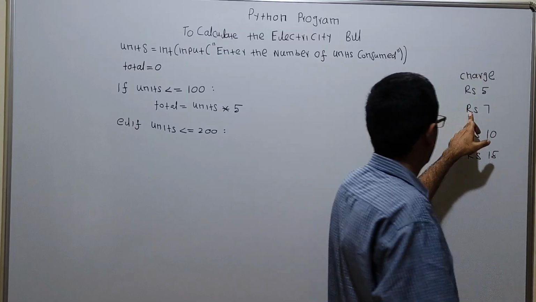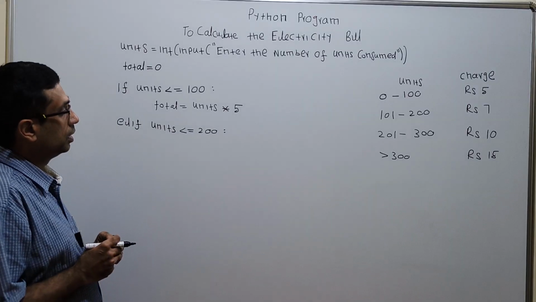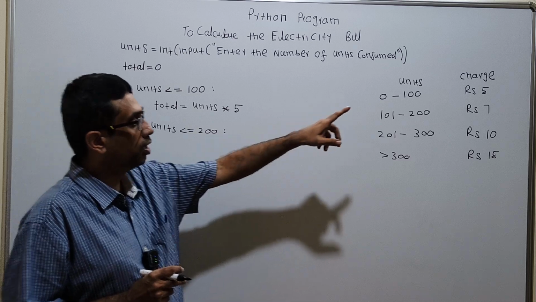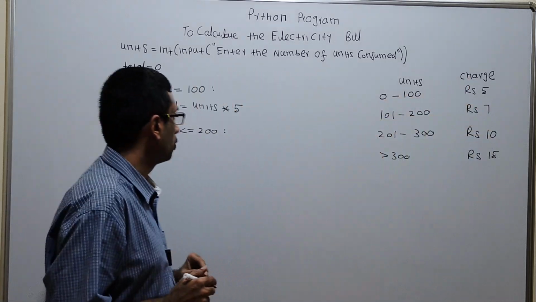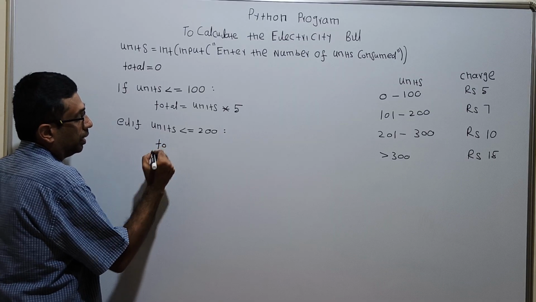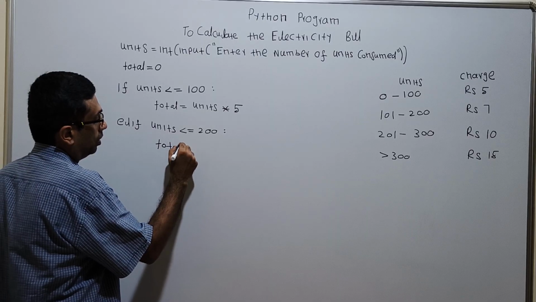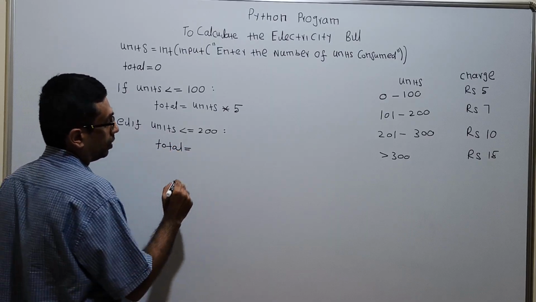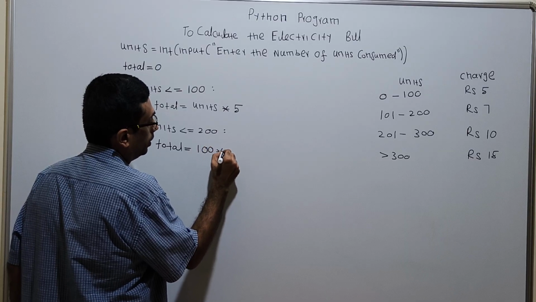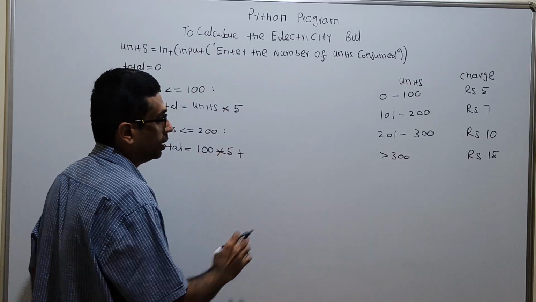So for this I am charging rupees 7. So how to write the charge? If it is less than or equal to 200, for the first 100 units you have to charge 5 rupees only. For the remaining you have to charge 7 rupees. So total equal to, you have to give indentation to have the total within the scope of the elif statement. Total equal to first 100 units multiplied with 5.